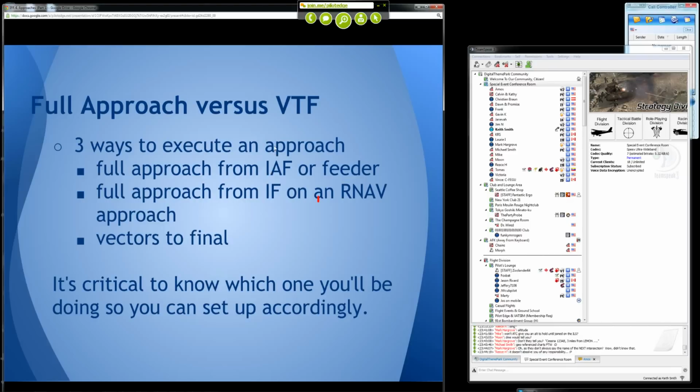Also, if for training reasons you want something other than vectors to final, i.e. you want to fly the full approach, then definitely request it, for sure. Just don't be surprised when they say no, at least at the busy airports.